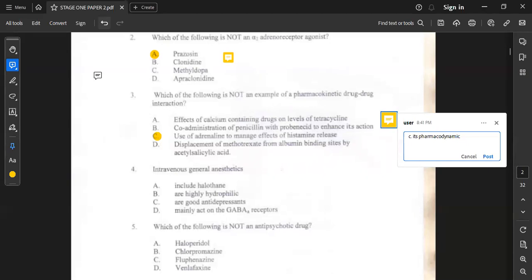Because looking at the others, like the effects of calcium-containing drugs on the level of tetracycline, that affects the absorption. Then co-administration of penicillin with probenecid, this will affect elimination. Then displacement of methotrexate from albumin, this one will affect distribution. So A, B, and C are all pharmacokinetics.